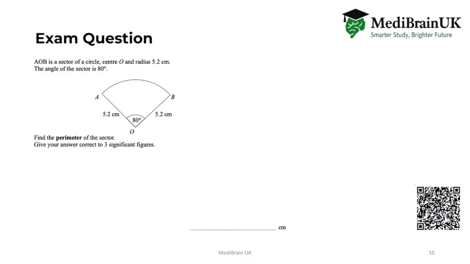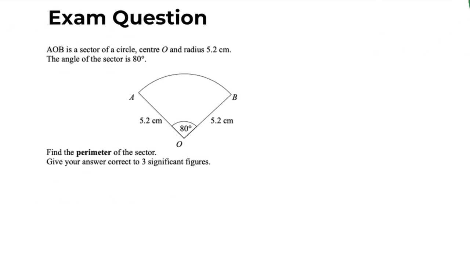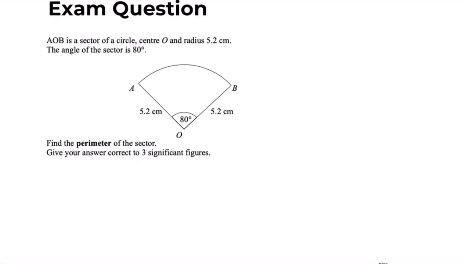Okay, I'm going to start going through the answers. If you're still continuing with the question, carry on and type your answer in the Q&A when you've got one. It says AOB is a sector. We're given a sector. We know that the radius is 5.2 centimeters, and the angle in the sector is 80 degrees. We need to work out the perimeter of the sector.